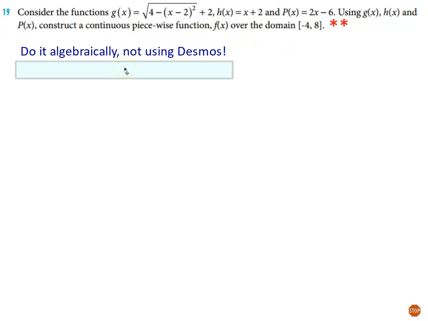My only hint is do this algebraically. You could probably do this using Desmos, but you're not going to have access to Desmos when you're doing your external exam later in the year. So do it using algebra, please. And that is the end of section 4.3, and therefore the end of the chapter. So do a fair number of questions out of the chapter on your own. Again, try some easier ones to start with, but don't forget to try some of the challenging ones as well. Okay, and good luck with all of that.